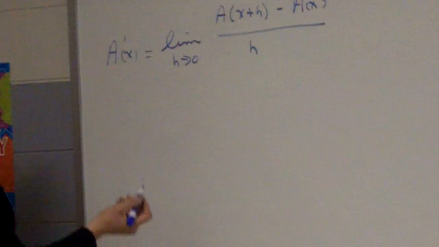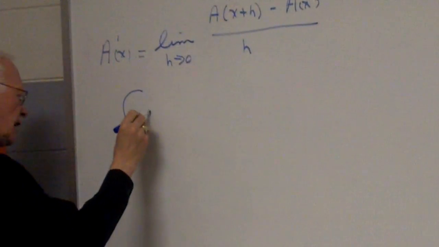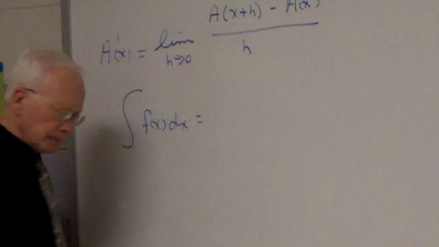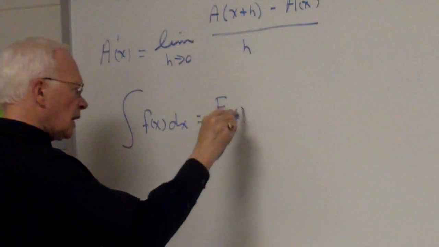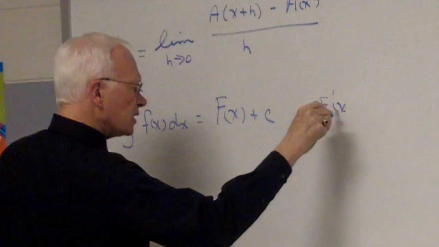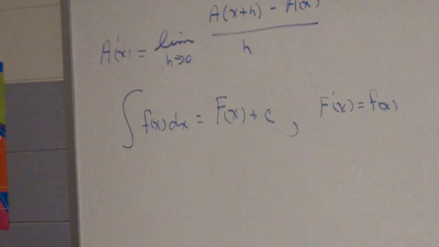We also did this. We went an integral like this, f of x dx is equal to what? We said that's going to be f of x plus a constant, provided that f prime of x equals f of x. Question on that?